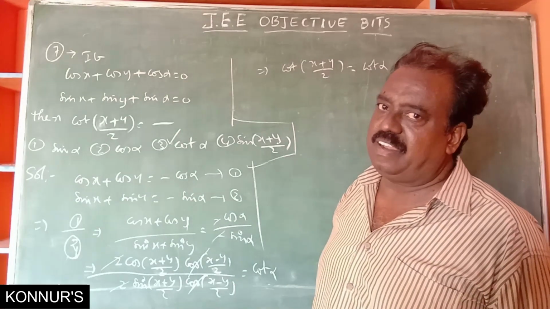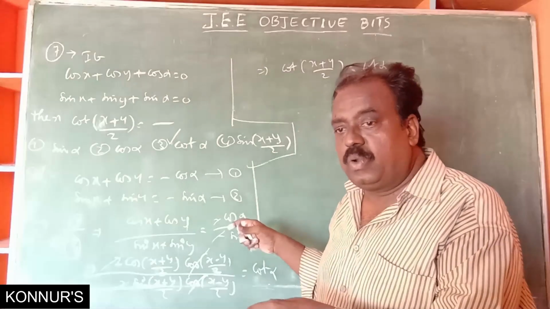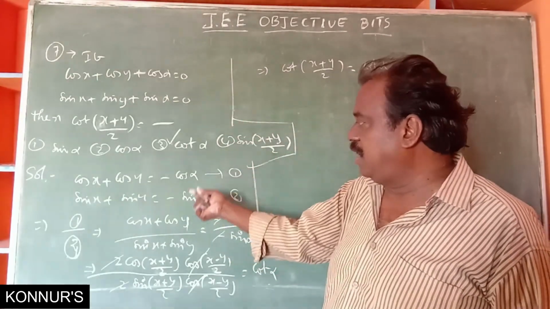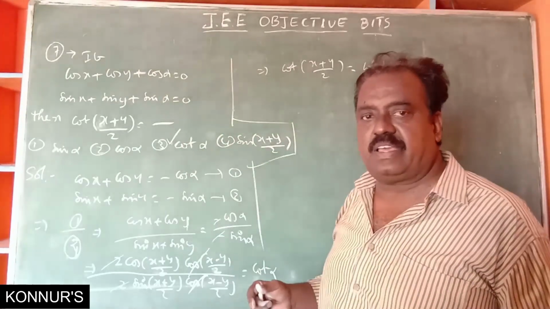Is it clear? Here we are not applying the 2D method. It is not necessary here. We just apply the transformations formula. Okay? Is it clear?